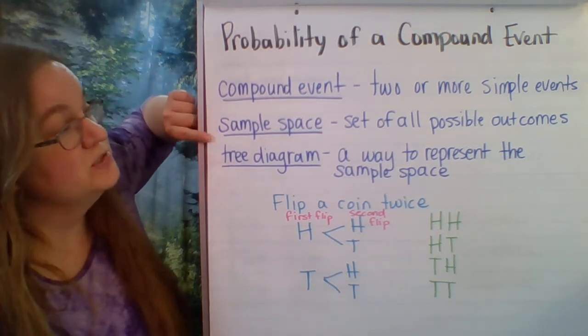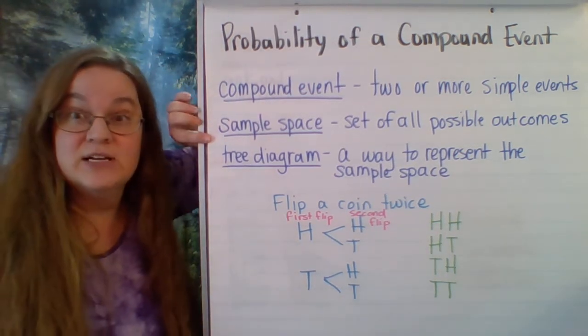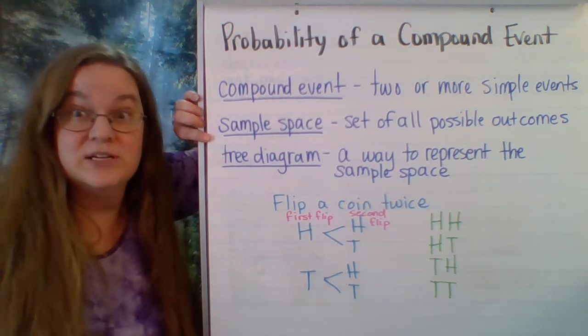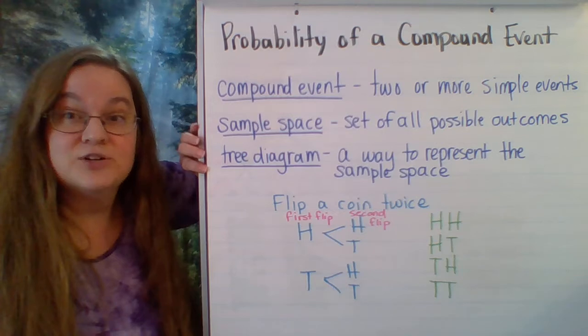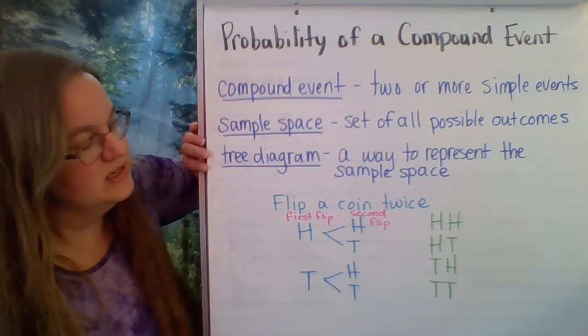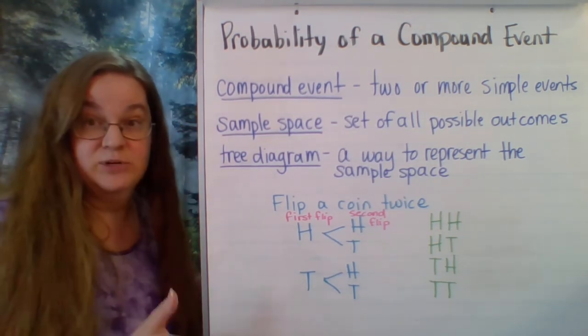Okay. A sample space is just a way of saying a set of all the possible things that could happen. And then a tree diagram is a way that we can actually represent the sample space and kind of help us to see what's going on.